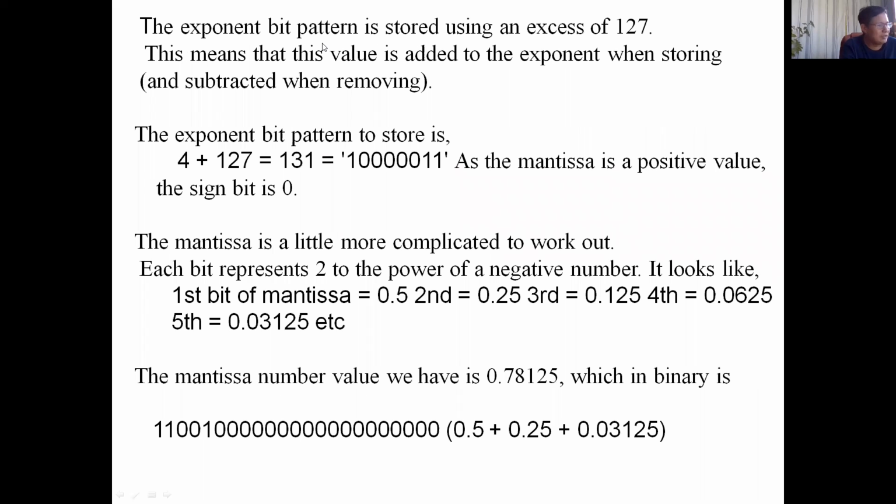Okay. So ganito yun, no? So the exponent is added a 127 value. Okay? 4 plus 127, this is the exponent. And then we have to work out the mantissa. First, we convert the mantissa into binary. Do you follow? You know how to convert into binary?